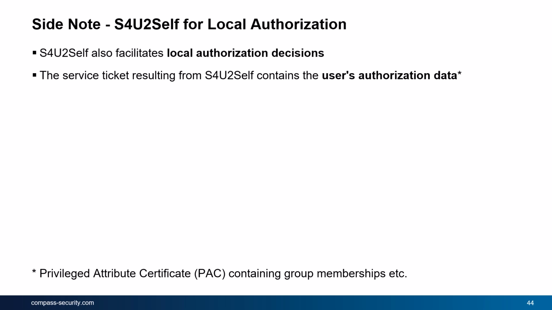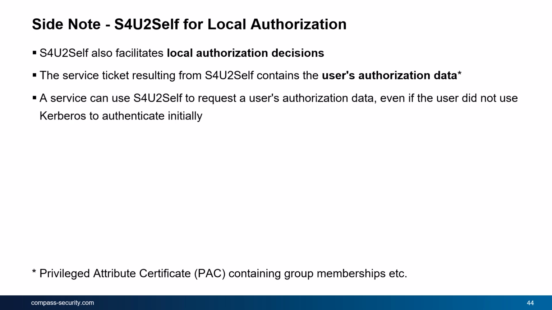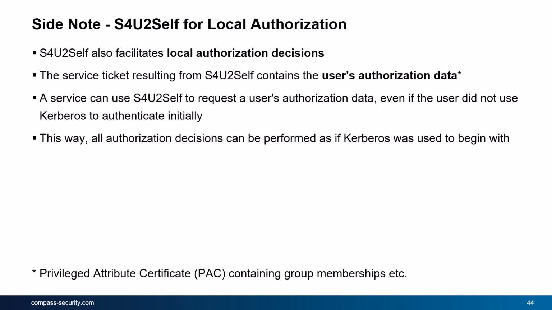So if a service requests a ticket, let's say for the user labadmin with S4U2Self, this ticket, no matter whether it's forwardable or not, will contain the user authorization data for labadmin within the privileged attribute certificate or PAC. So that means a service can request for any given user a ticket with S4U2Self, then extract the authorization data from it and use that data to make authorization decisions. So it will be essentially the same as if the user already authenticated initially via Kerberos, and you have the same data available.